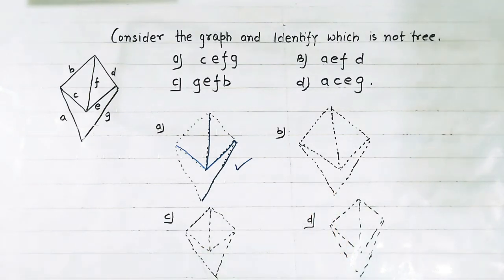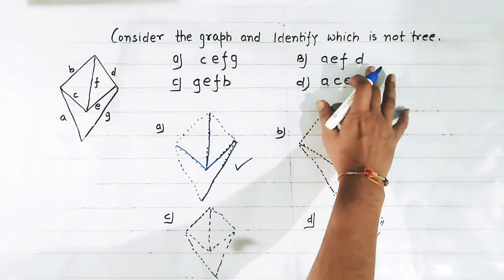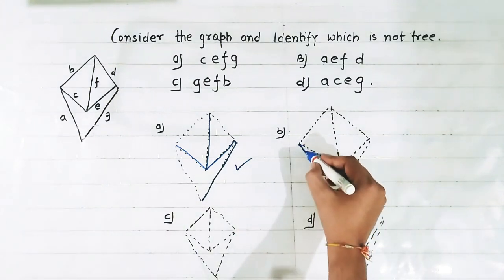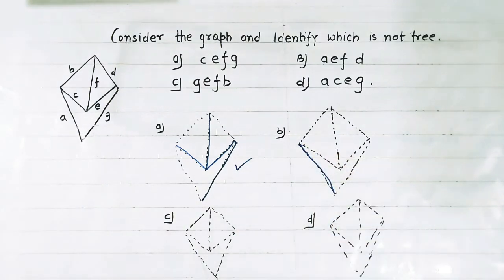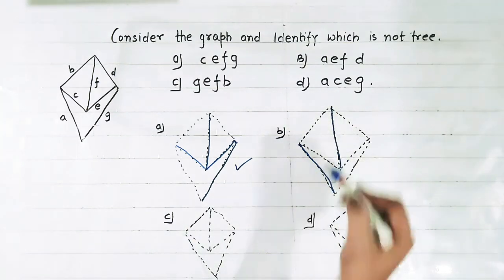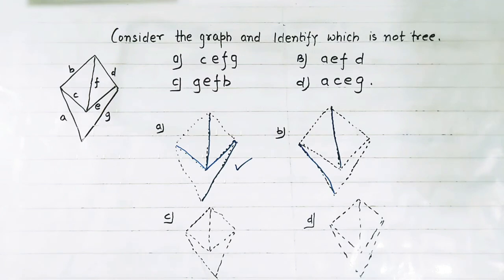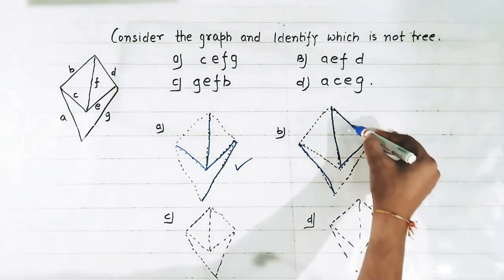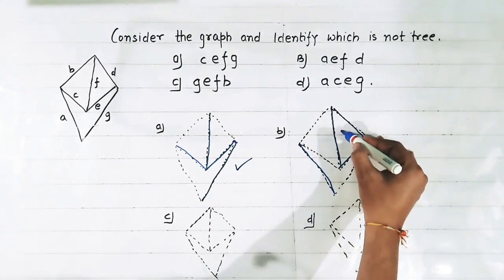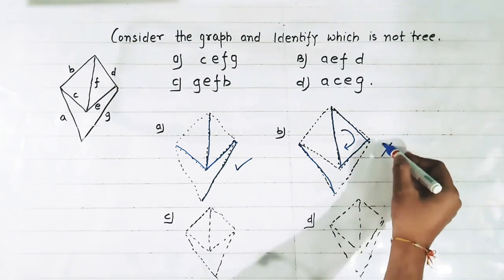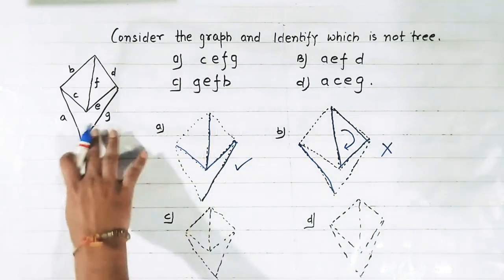Now see this option. Here A, E, F and D are given. So this is A, this is F, this is E, and this is D. We can clearly see that it contains a closed loop. That's why it is not a valid tree of this graph.